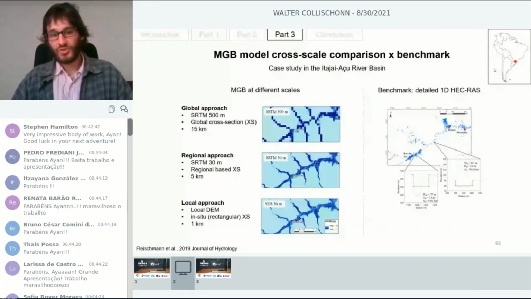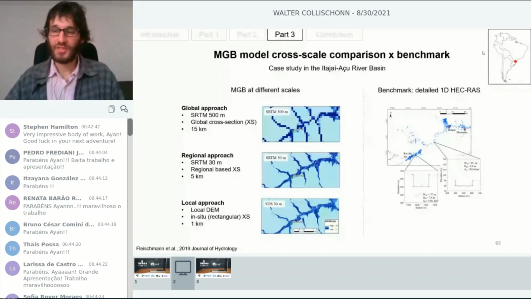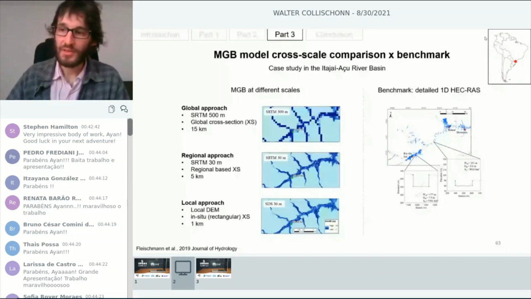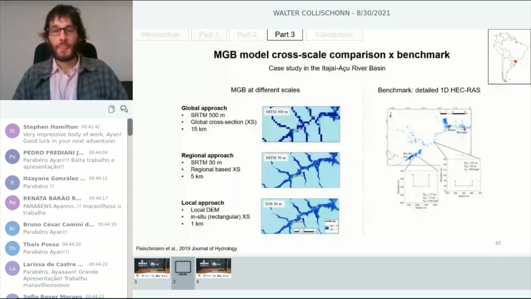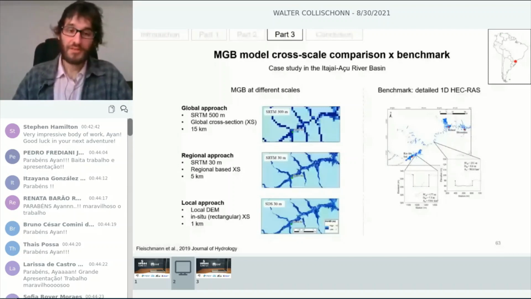To do that, we employed a hydrological model, the MGB model, at 3 different scales. And we applied it to the Itajaí basin, which is a basin here in the south of Brazil, and which has a lot of in situ data available, so it was a very good case study for us. And it's a very important basin in terms of flooding events in the continent.